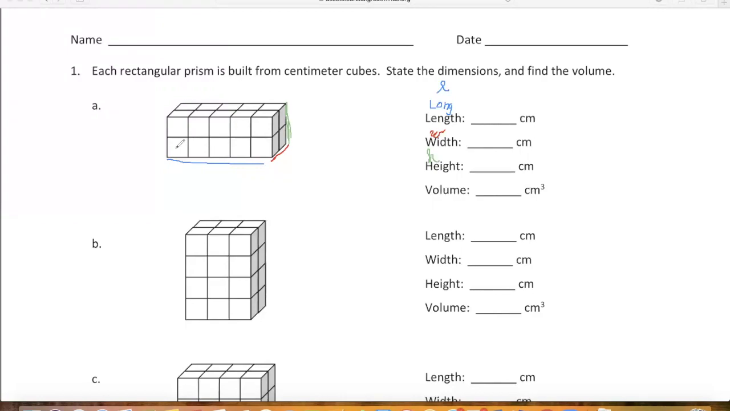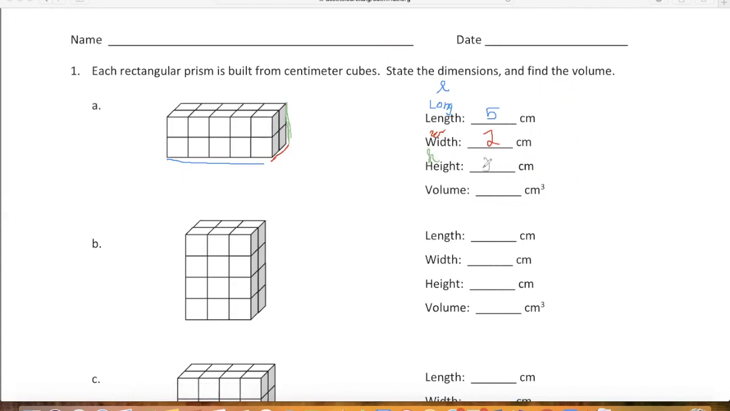So my length is the blue dimension, 1, 2, 3, 4, 5 cubes. My width, I want to figure out how far back it is. So I am going to count going back. So I have 1, 2. I don't want to count the top ones because the reason I don't count the top ones is when I go and calculate height, I will account for those cubes. So how many layers? 2.